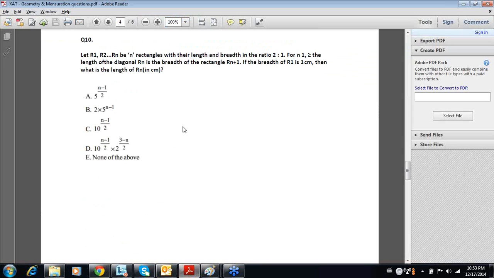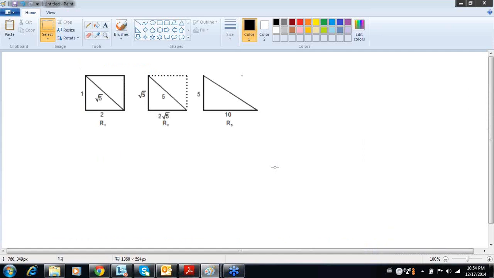Question number 10 says, if R1, R2, R3, up to Rn be n rectangles with their length and breadth in the ratio of 2:1, for n greater than or equal to 1, the length of the diagonal of Rn is the breadth of the rectangle Rn plus 1. If the breadth of R1 is 1, then what is the length of Rn in centimeters? Okay. So this is how it is.